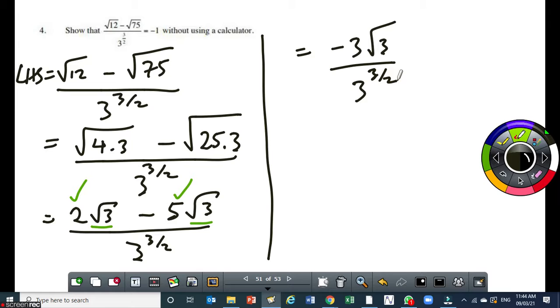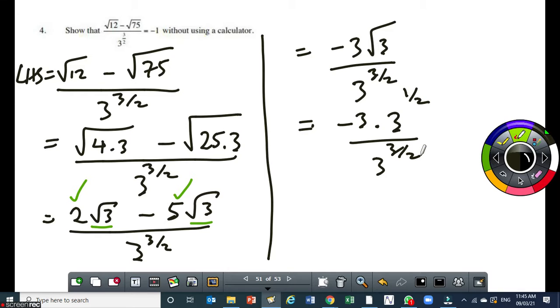Alright? I'm not done. Since I've got a square root sign in the numerator, and I've got a rational exponent in the base, I would suggest that we convert the square root to a rational exponent so that it becomes minus 3 times 3 to the power of a half all over 3 to the power of 3 over 2. So you need to also know how to convert a square root to an exponential term, okay, and vice versa.